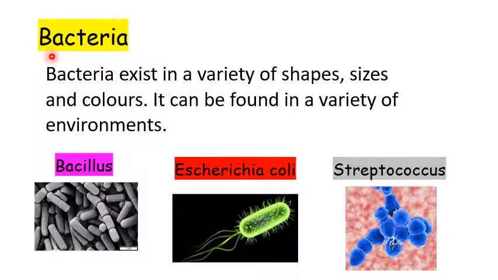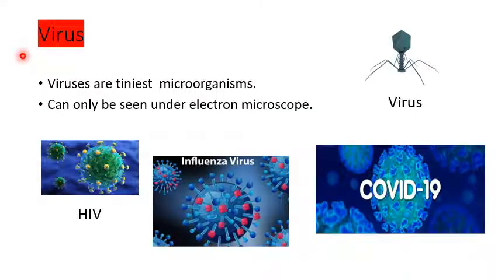Number 4 is bacteria. Bacteria exist in a variety of shapes, sizes, and colors. They can be found in a variety of environments. In this picture here, the examples of bacteria are Bacillus, Escherichia coli or E. coli, and Streptococcus. Number 5 is virus.